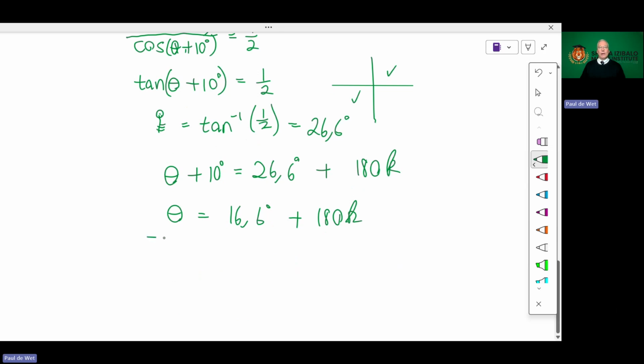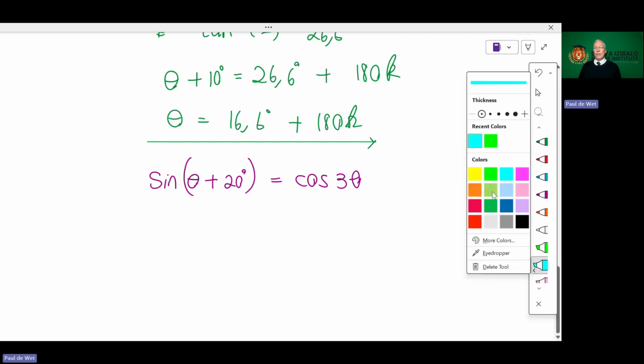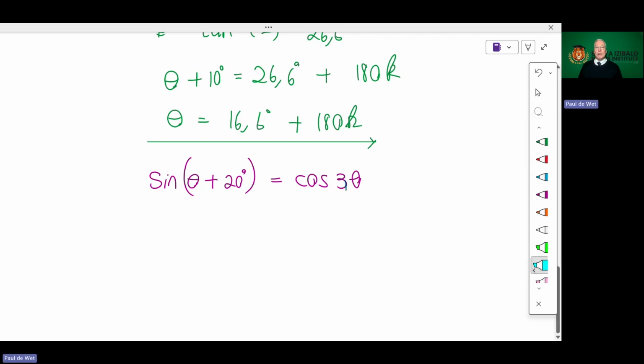The next one that I'm going to do, and I'm going to do a little explanation here, because I think it's one of the more complicated things in the matric syllabus to really wrap one's head around. If we had, for example, sine of theta plus 20 degrees equals cos of 3 theta, we cannot here divide. It's not going to help to divide both sides by cos, and the reason is that our angles are different. So we've got completely different angles.